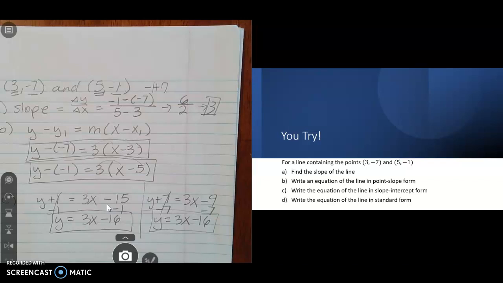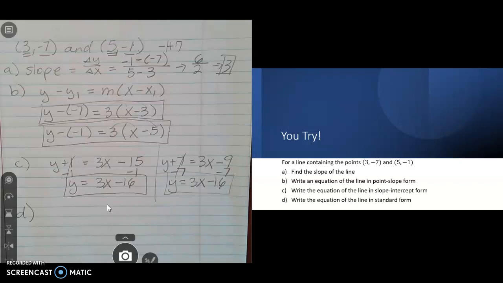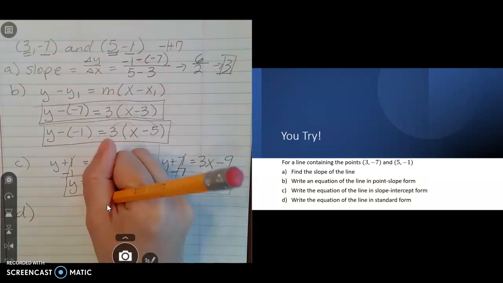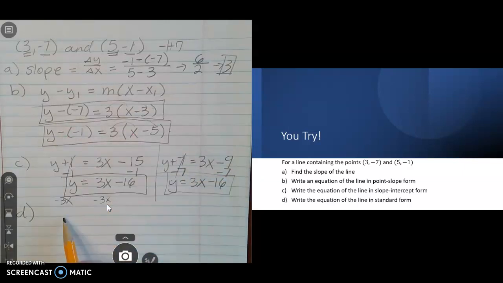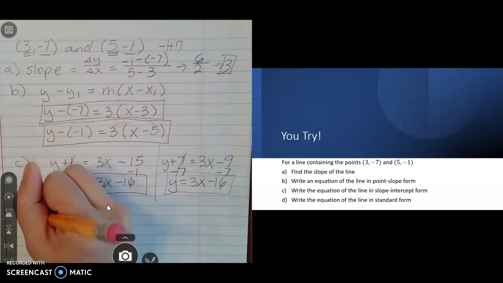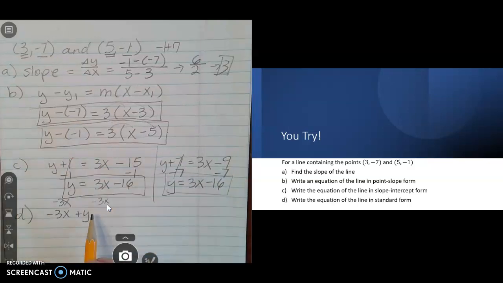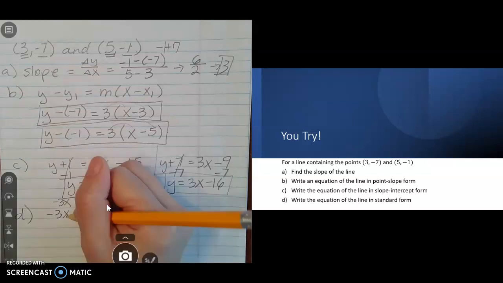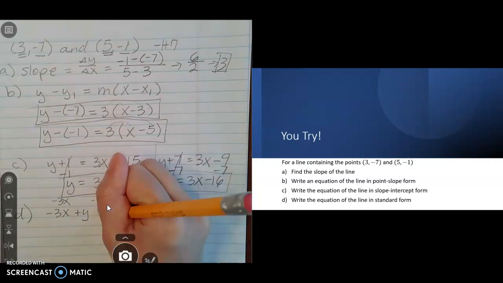Alright, part D is getting it into standard form. In standard form, my x's and y's are on the same side. So the first thing I'm going to do is subtract my 3x from both sides. And when you think, well, should I do y minus 3x or -3x plus y? You actually want to do -3x plus y, because in standard form, x's come first and y's come second. They basically go in alphabetical order. So we're going to do -3x plus y, these will cancel, equals our -16.